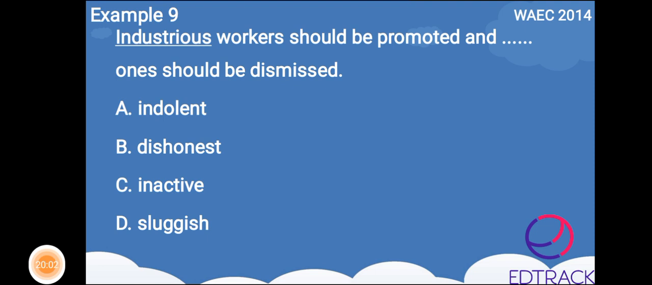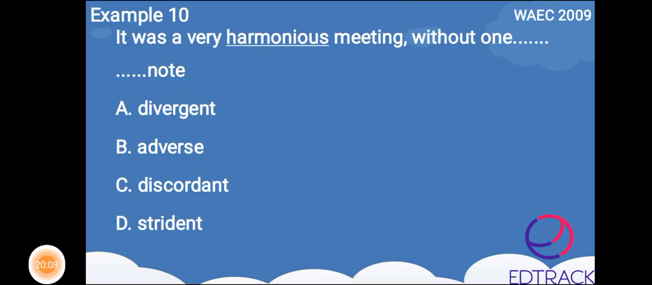Okay, now let's get to the final question for this lesson. This particular question is taken from the WAEC 2009 past question. The word we have to look for its opposite is harmonious. It was a very harmonious meeting with a dash note. Harmonious comes from the word harmony: togetherness, unity. So this is what harmonious means.